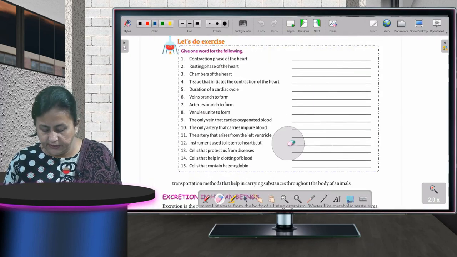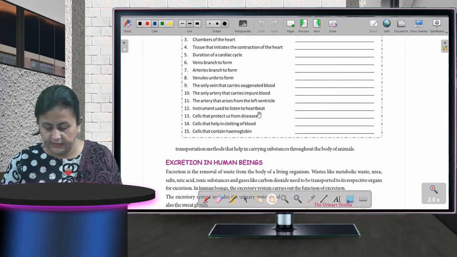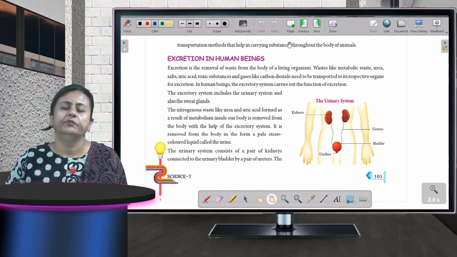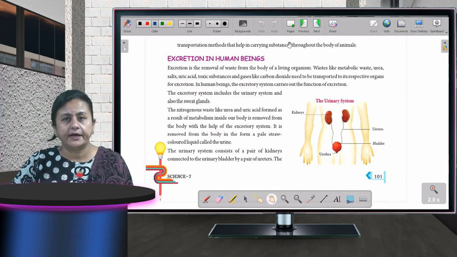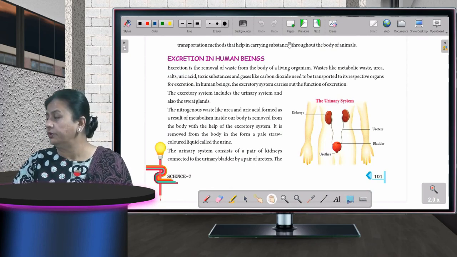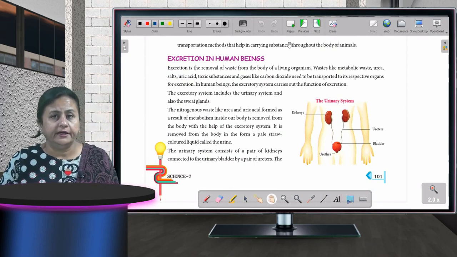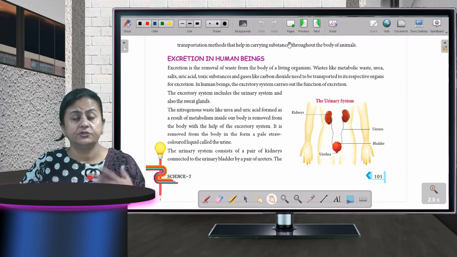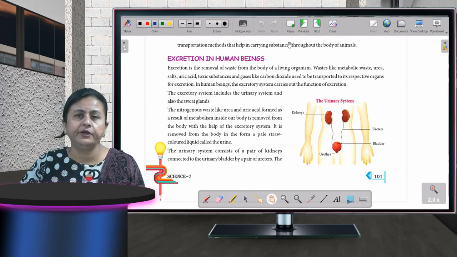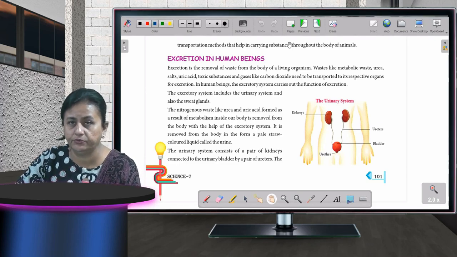Now the next one. Excretion in human beings. Whatever the body has taken inside, it has to come out also. Whatever we have eaten has to come out as well. That has to be removed from the body. And what are the different organs which are doing that and how are they doing that? We are going to study in this.